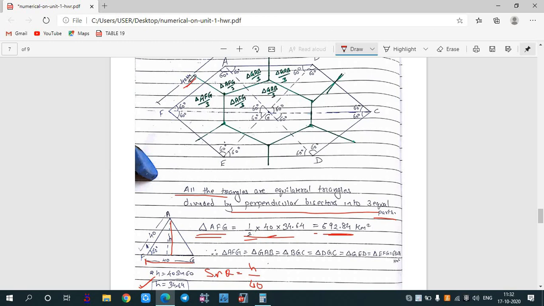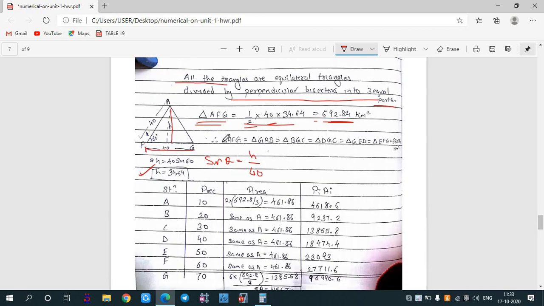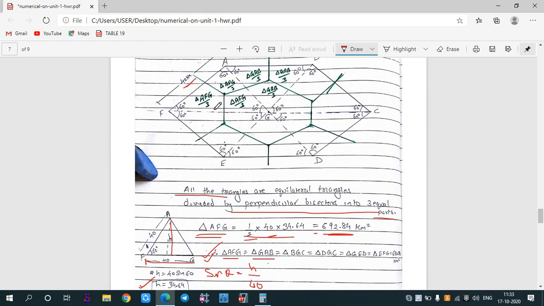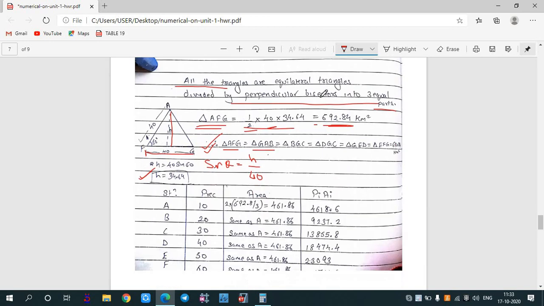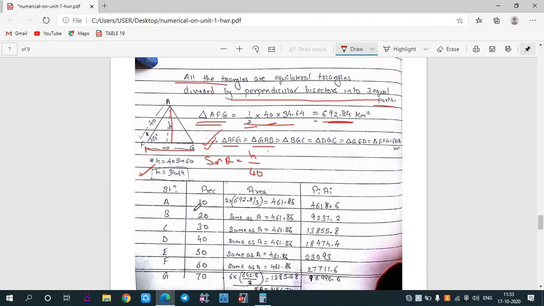Now from this value we can get the following. If we have the value of the total triangle AFG, we can divide it into three parts because these bisectors are cutting it into three parts. So divide by 3. Here it is written that all the triangles have the same area, that is 692.84.